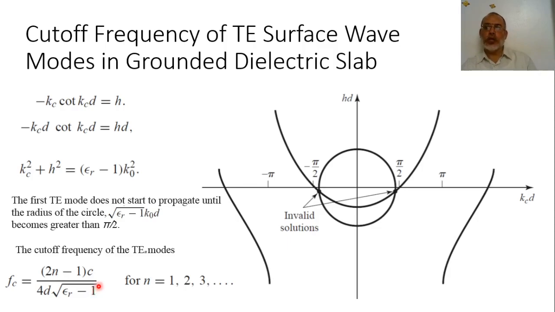If we are going to take the following transverse electric mode, it would be after 3 pi over 2. So instead of 1 it should be 3. 2 multiplied by 2 would be 4, minus 1 would be 3 pi over 2, and the remaining is the same. So the cutoff frequency for the TEn mode is f cutoff equals 2n minus 1 c over 4d square root epsilon r minus 1, where n equals 1, 2, 3, and so on.